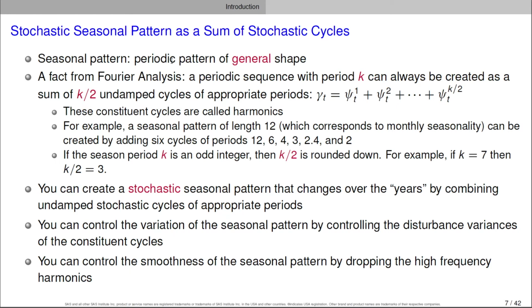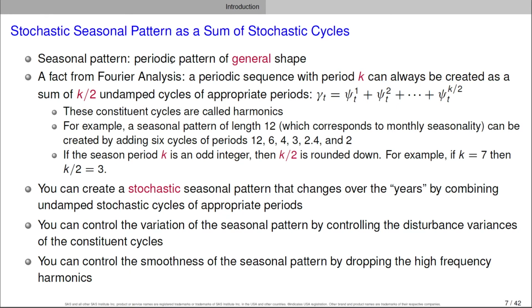You can control the variation of the seasonal pattern by controlling the disturbance variances of the constituent cycles. If you recall, a stochastic cycle's variation over time is controlled by the variance of its disturbance term. So a similar thing happens with a stochastic seasonal pattern. You can control its variation over time by controlling the disturbance variances of the constituent cycles.